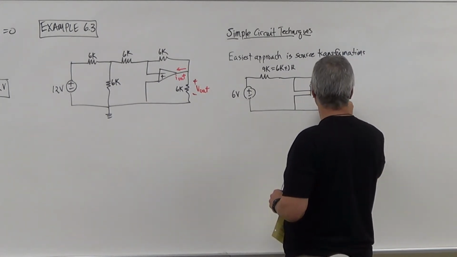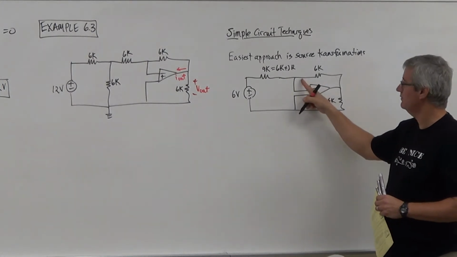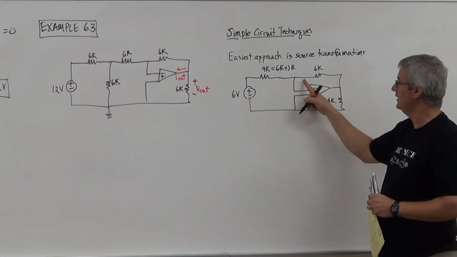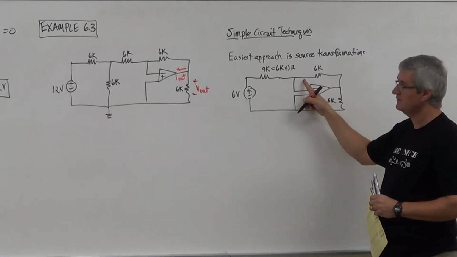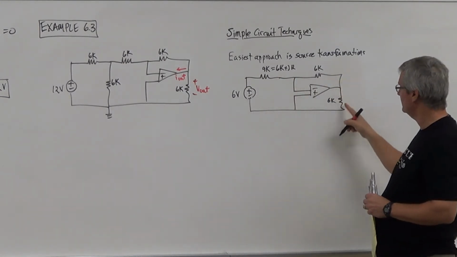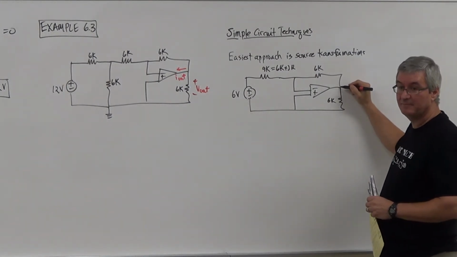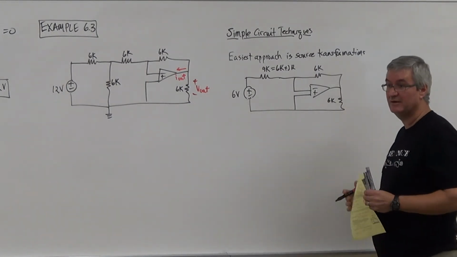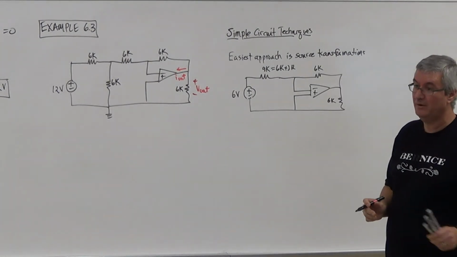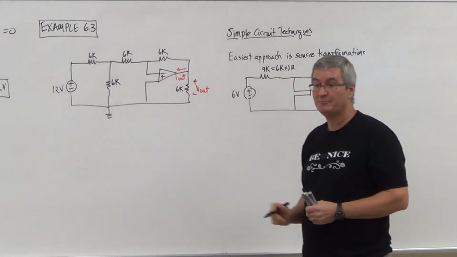This is 6K right here. So look, ground, that means current's this way. So what is that? 6 divided by 9, is that 2/3? So 2/3 current goes all the way down to right here, and then it splits. You could do that, but let's not do that way. But that would be my first choice for solving this circuit.